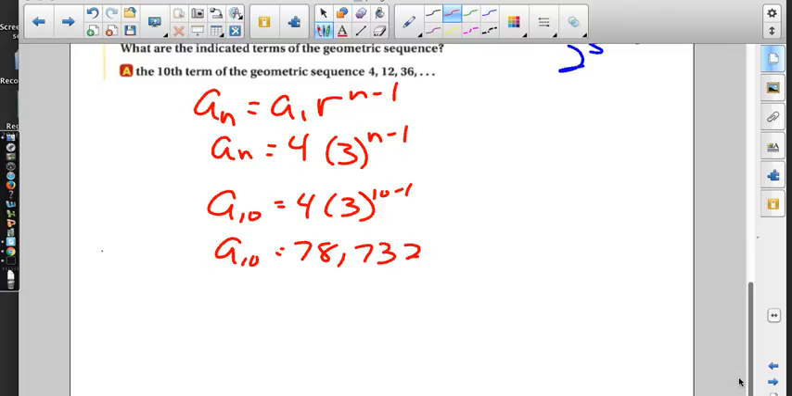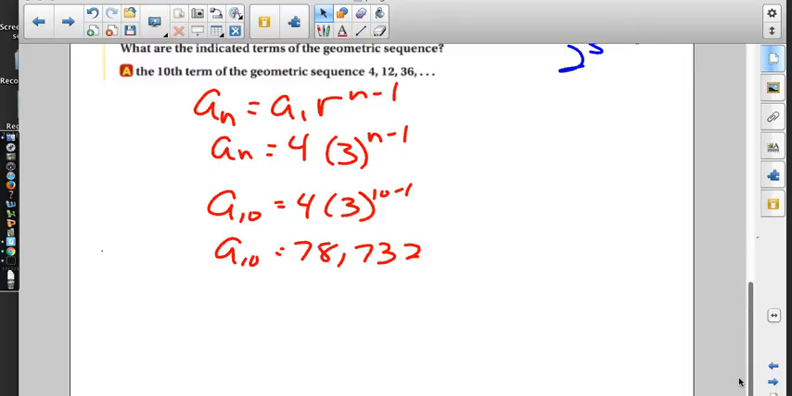Why? Tell your partner why these get so big so fast versus arithmetic. Because you're multiplying. Well, yeah. Geometric's multiplying. So they're going to get bigger faster versus addition. It's going to happen. Yeah.